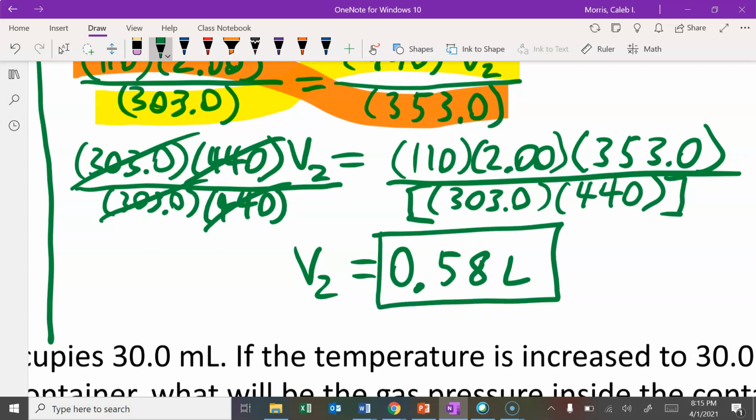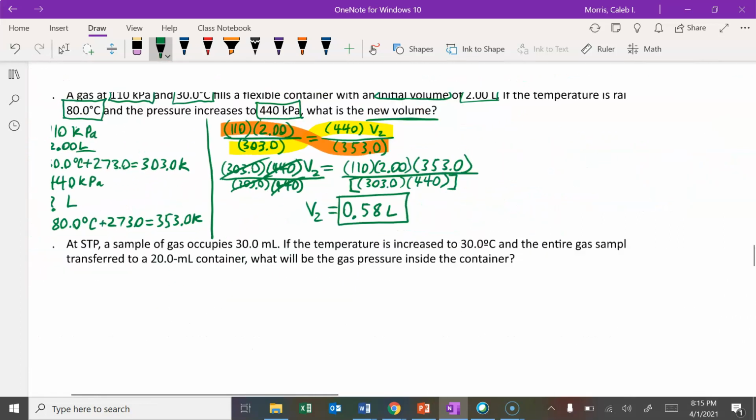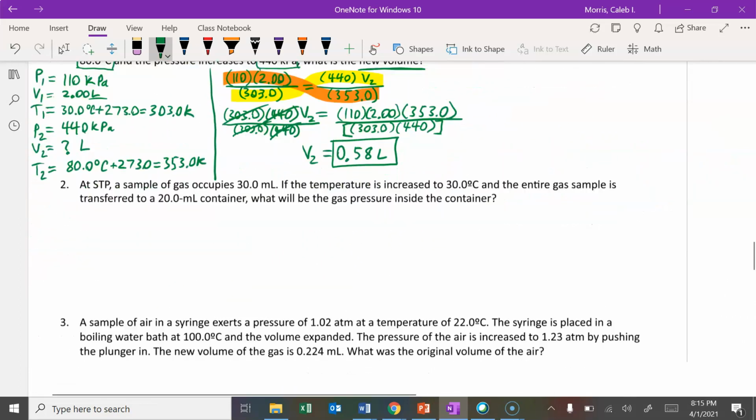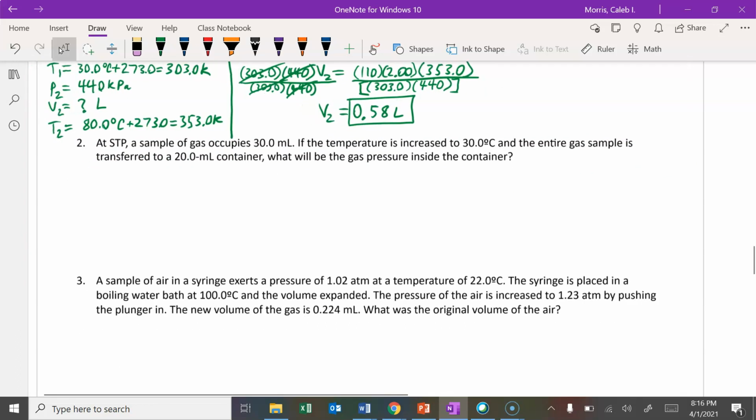Okay, let's look at our next problem down here. At STP, a sample of gas occupies 30.0 milliliters.